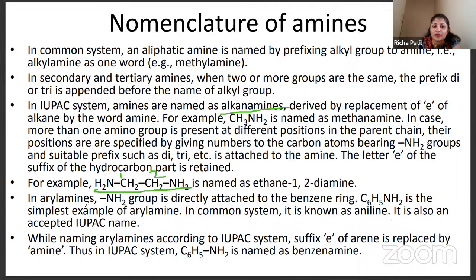In case of aryl amines, if the NH2 group is directly attached to a benzene ring, aryl means a benzene ring, an aromatic ring, right? So if an NH2 group is directly attached to a benzene ring, for example C6H5NH2, the simplest example of an aryl amine, the name is aniline. According to the IUPAC system, the suffix e of arene is replaced by amine. So the name will be benzenamine. This is the nomenclature of amines.